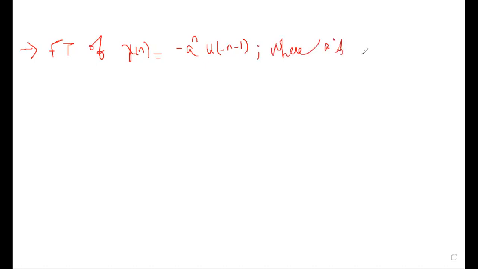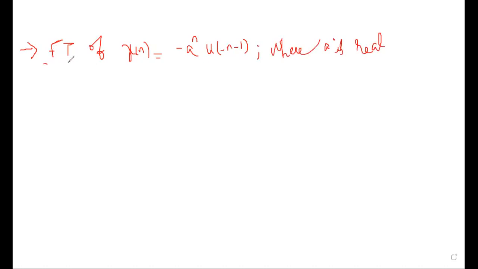So write the question. Find the Fourier transform of x of n equal to minus a power n u of minus n minus 1, where a is real. So this is there in one of the question papers.